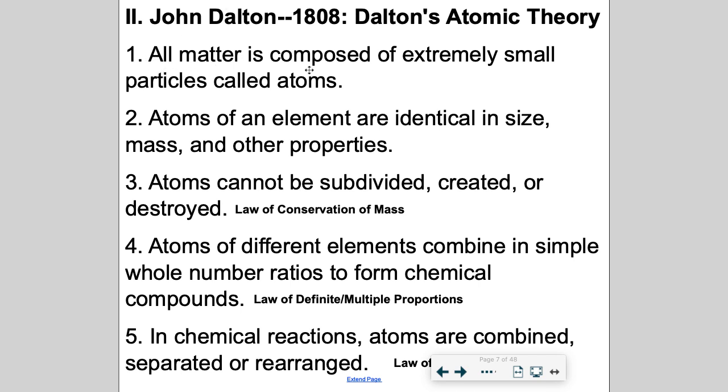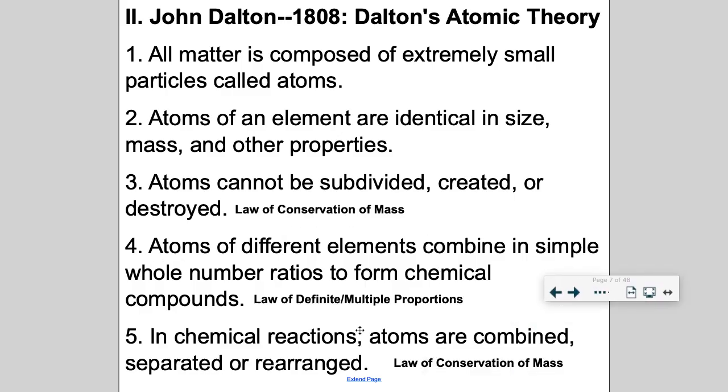Number 1, all matter is composed of extremely small particles called atoms. And atoms means indivisible. 2, atoms of an element are identical in size, mass, and other properties. 3, atoms cannot be subdivided, created, or destroyed. That kind of ties in the law of conservation of mass.